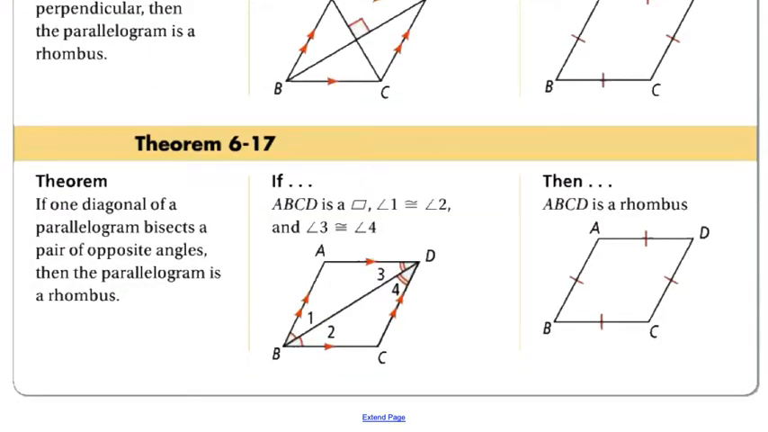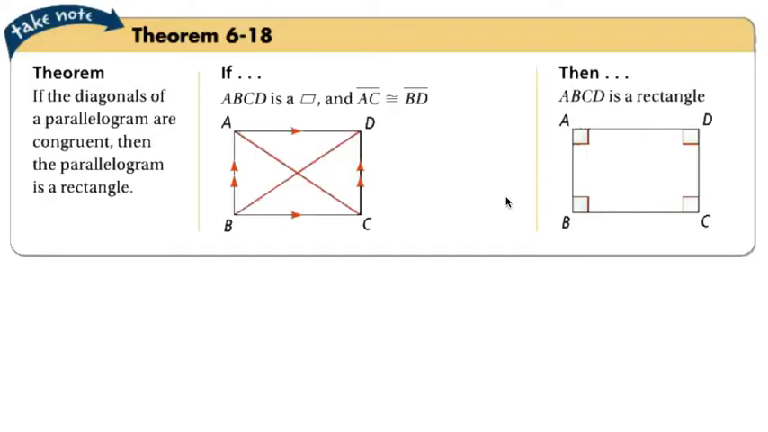And the second theorem says if one of the diagonals of the parallelogram bisects a pair of opposite angles, then the parallelogram is also a rhombus. So as long as angles 1 and 2 are congruent and 3 and 4 are congruent, then we also have a rhombus. And our third theorem says if we have a parallelogram and those diagonals are congruent, they're equal in length, in that case we have a rectangle.